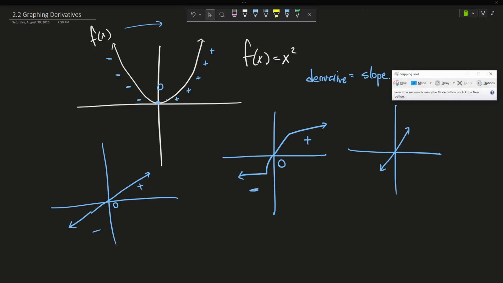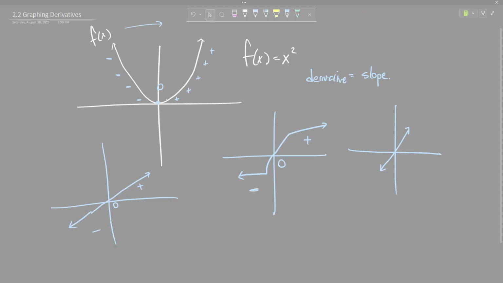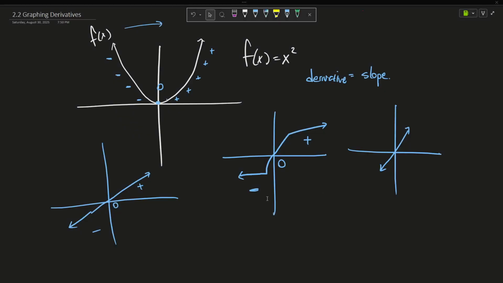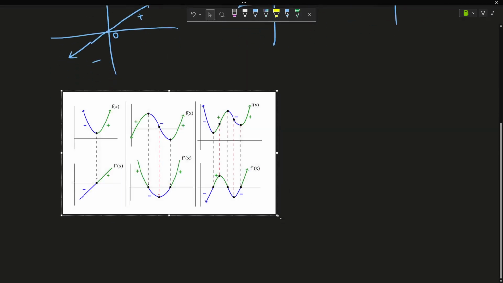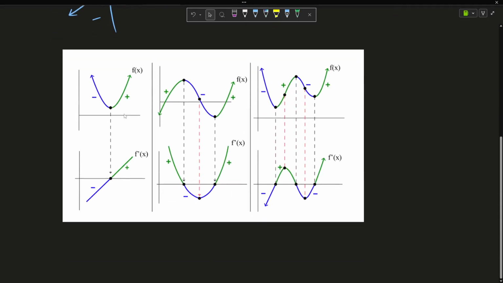So let me get this graphic out from Calc Workshop. And let's take a look at this diagram. So here we see the graph of f of x up top and the graph of the derivative down below, we want them to line up. So at 0, it's 0. It's an x-intercept. It's negative to the left of that, and it's positive to the right of that. So we have it negative and positive.